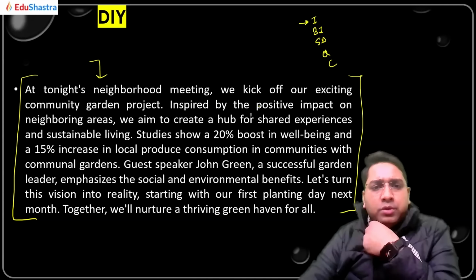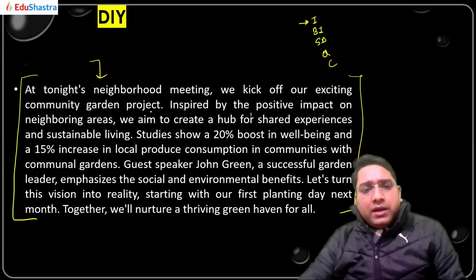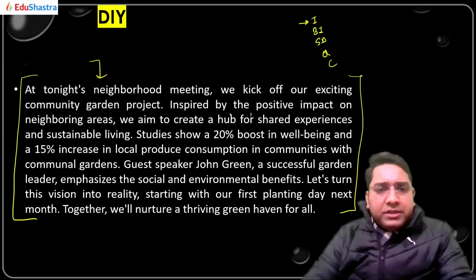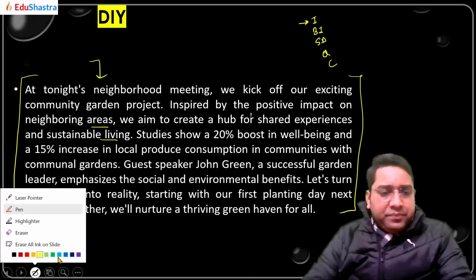So at tonight's neighborhood meeting, we kick off our exciting community garden project. Can we say this is the introductory part? Yes, it is. Then background information. Inspired by the positive impact on neighboring areas, we aim to create a hub for shared experiences and sustainable living. This is the background information.